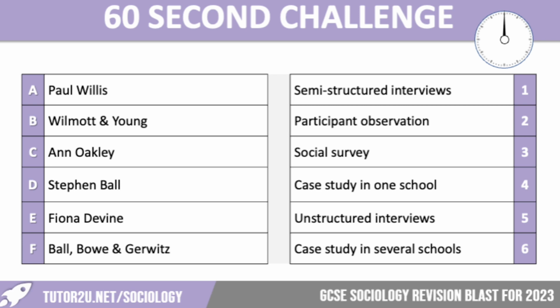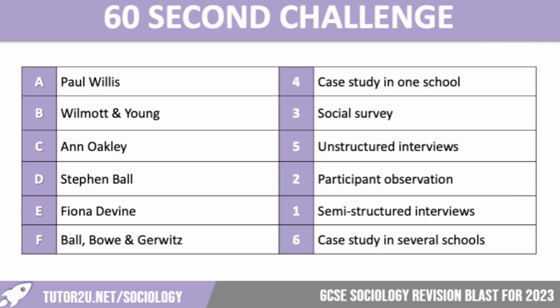Okay, let's see how you got on. So we've got A for Paul Willis, case study in one school. That was his lad study. B, Wilmot and Young did the social survey to look at the concept of conjugal roles. C is Anne Oakley using unstructured interviews, 5 there.